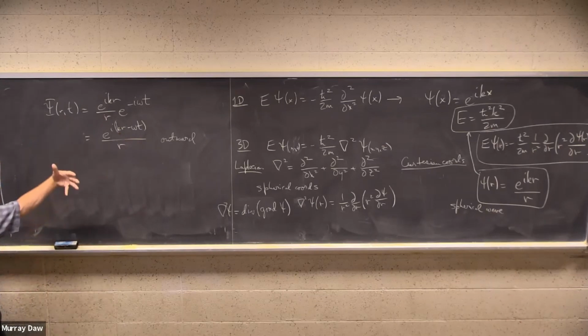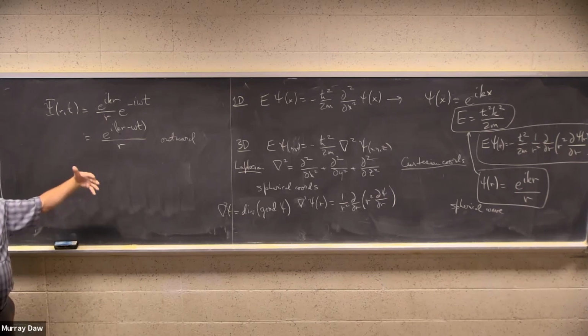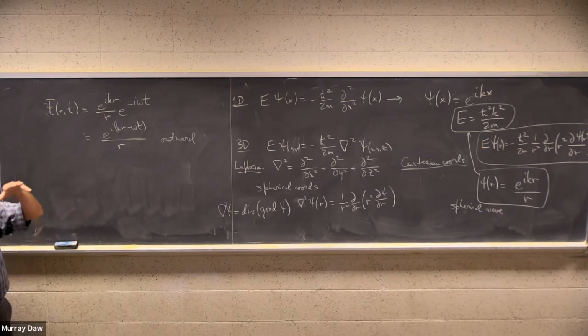It's easier to imagine an outward wave because you have a source at the center coming out. It's kind of harder to imagine how you could get an inward wave, spherically symmetric coming in, right? But it's a solution to the Schrodinger equation.